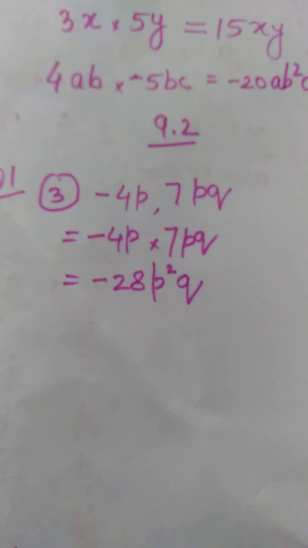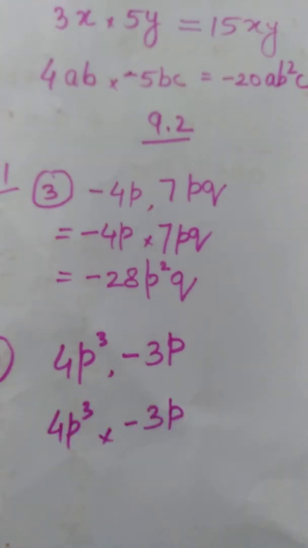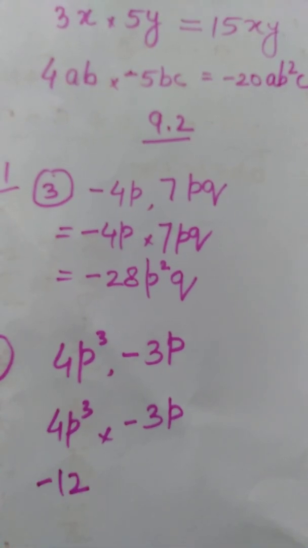Now the next option, 4p cube multiplied by minus of 3p. Coefficients are multiplied. 4 into minus 3 is minus of 12. And p cube into p is p to the power 4. Next option, 4p multiplied by 0. Now we know that any number, any expression multiplied by 0 gives us 0. So 4p into 0 is 0.